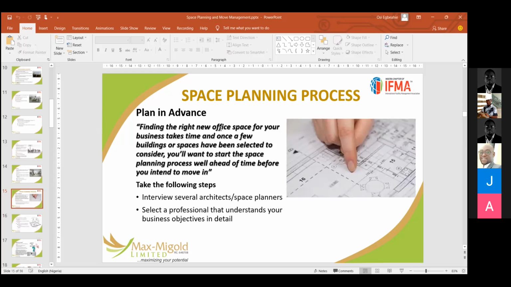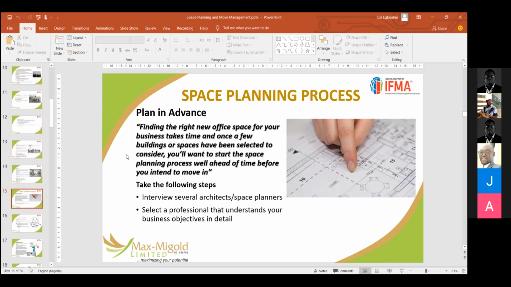In advance, finding the right new office space for your business takes time. This is where we're talking about space planning and processes. Once a few buildings and spaces have been selected to consider, you will want to start the space planning process well ahead of time before you intend to move in.